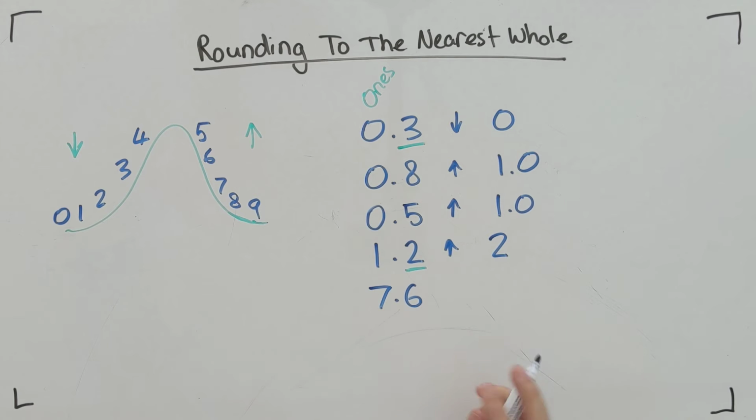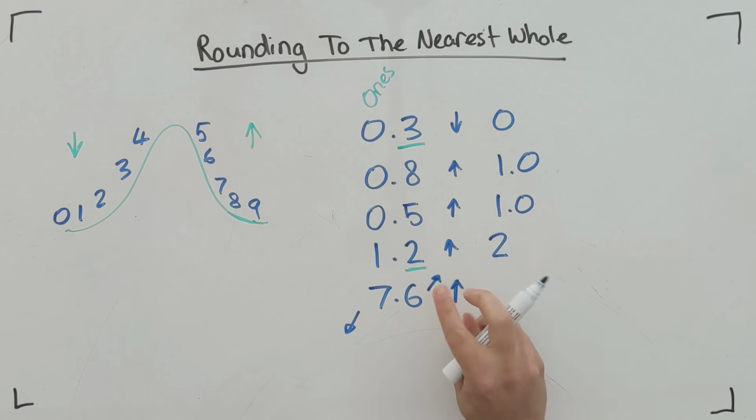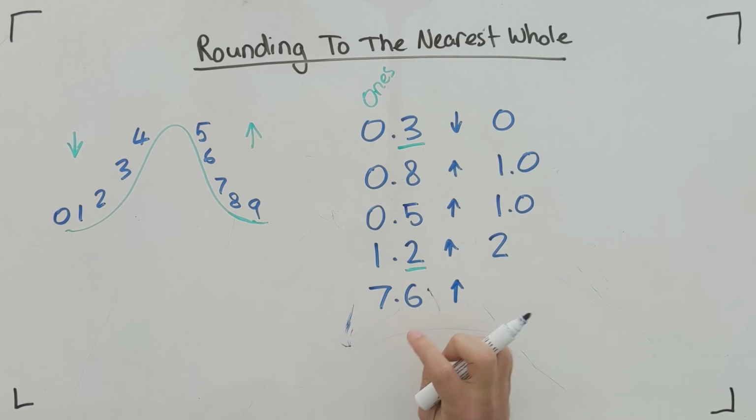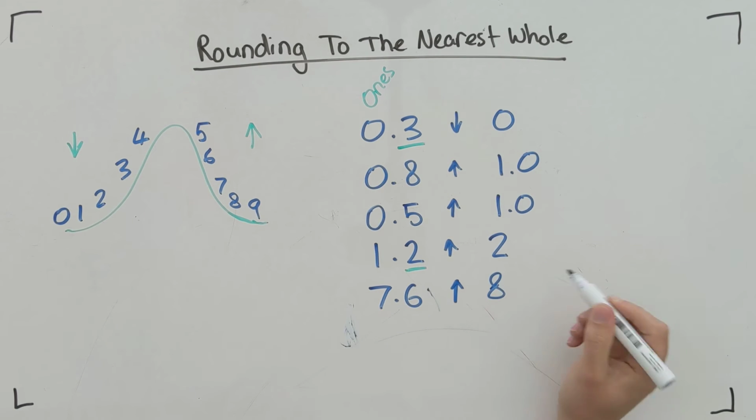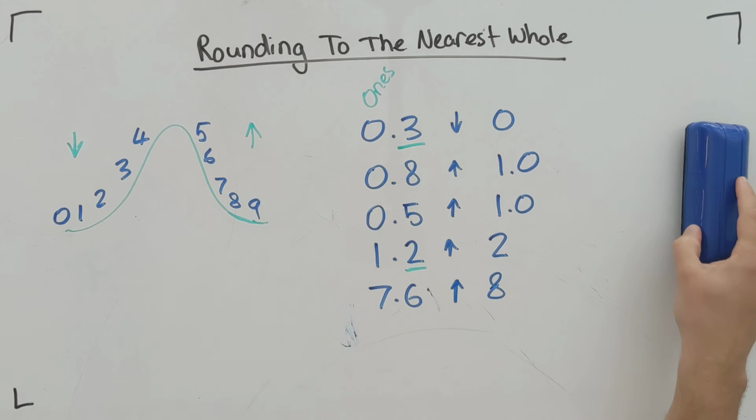7.6. Okay, 7.6. It's either going to go down to 7 or up to 8. Those are the two ways that it could round, down or up. 7.6, I'm thinking about the 6 in the tenths column. The 6 is on the right-hand side of the hill, so I know it's going up. And what do we talk about? It's going up to 8. So that's rounding to the nearest whole.